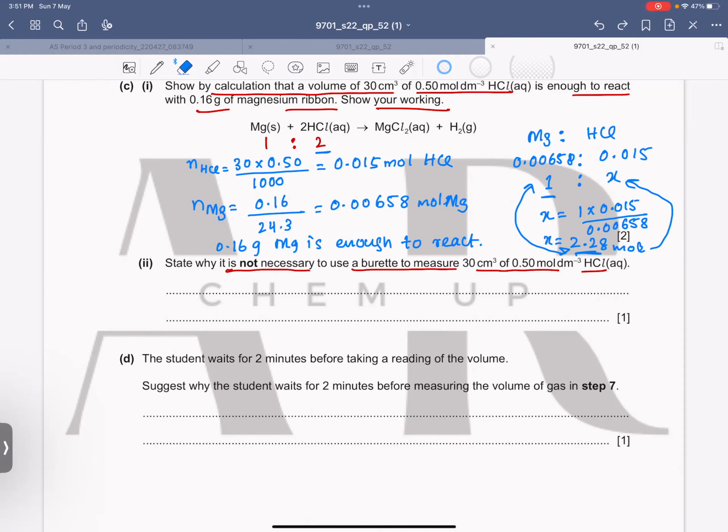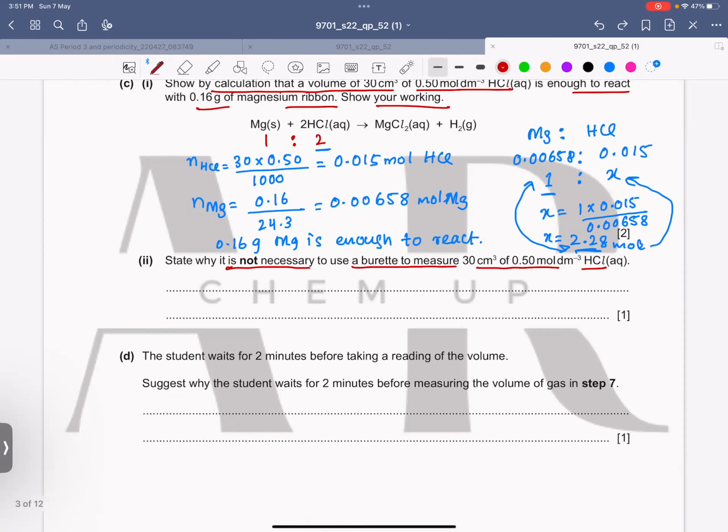So here hydrochloric acid is in excess, right? So yes, it is not necessary to use a burette, because HCl is in excess. It doesn't matter whether an accurate volume is measured or not. Is this clear to everyone? Yes, sir. Okay. Then the student waits for 2 minutes before taking a reading of the volume.